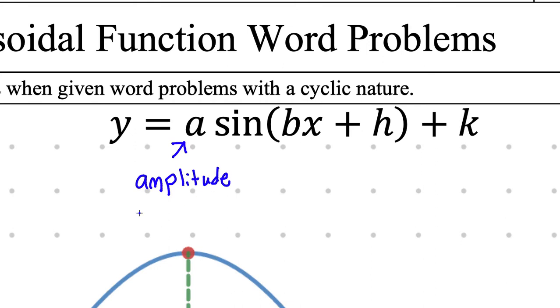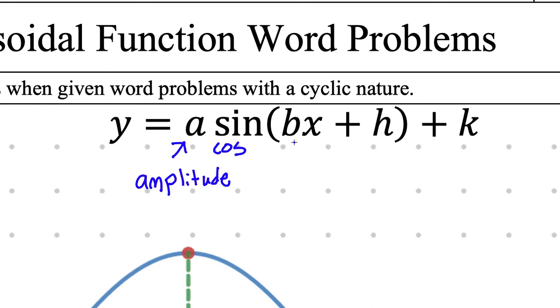How far up and down I'm able to go, the stretch, the vertical stretch of our function. This sine could be cosine, so I'll write cosine underneath here. It could be sine or cosine, depending on what it's telling you. It should tell you in the problem if it's sine or cosine to model.